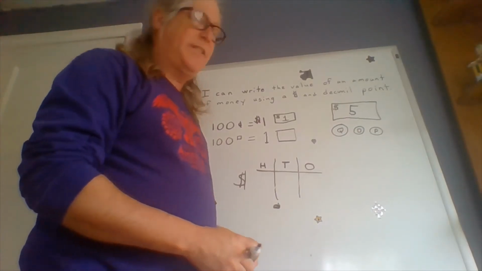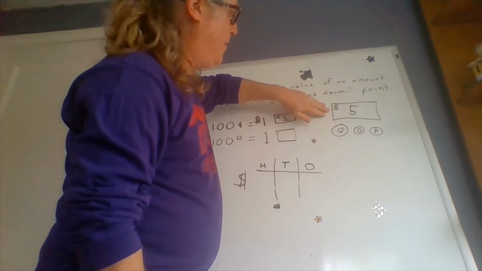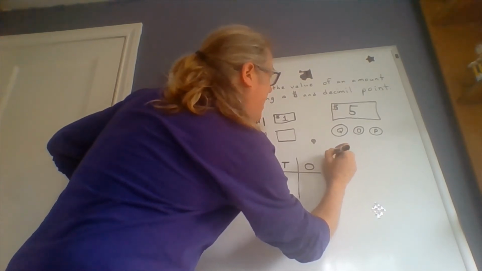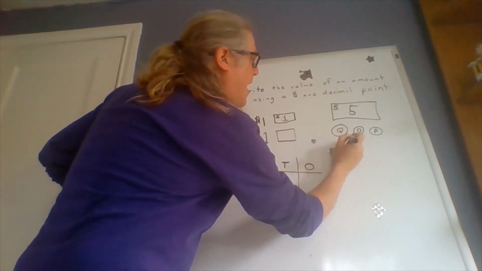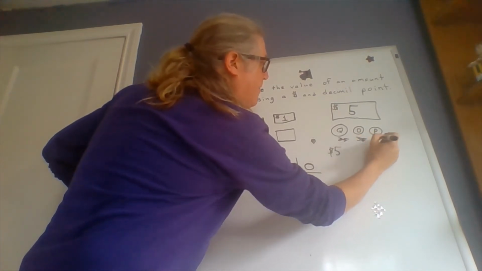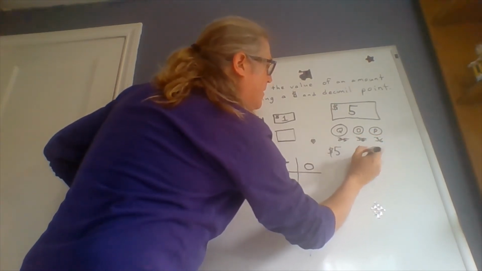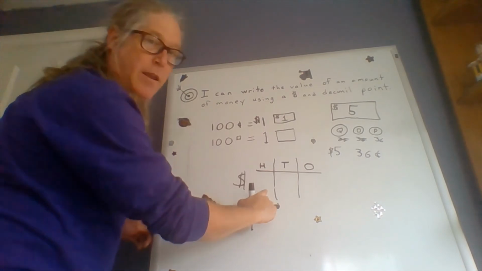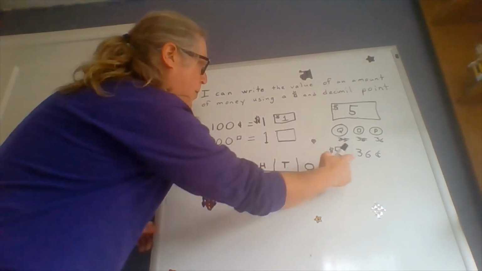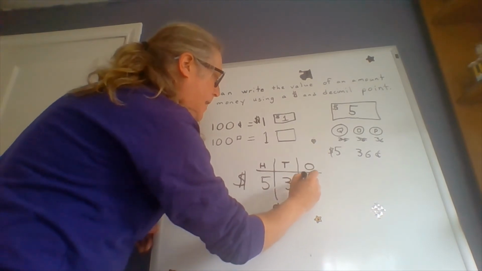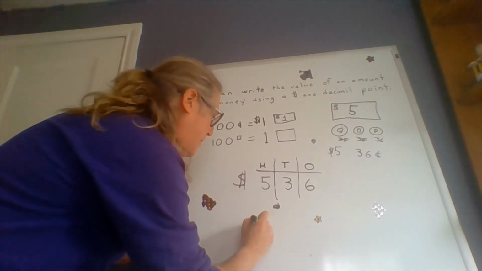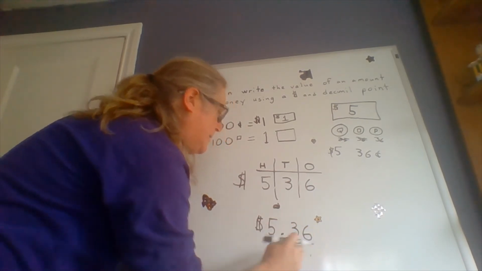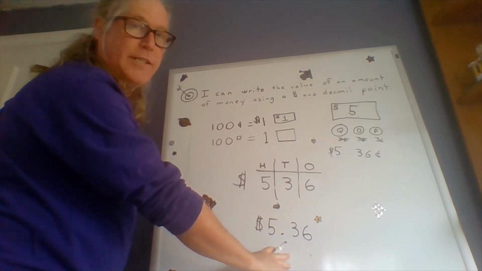All right, let's take a look at another example. I've drawn some money up here. We have a $5 bill, a quarter, a dime, and a penny. So the $5 bill is worth $5. A quarter is 25. 10 more makes 35. 1 more makes 36. So we have $5.36. Let's put that on the hundreds mat. The dollars go in the hundreds, 36 cents: 30 in the tens and 6 in the ones. Written off of the hundreds mat, we write it like this: $5.36.